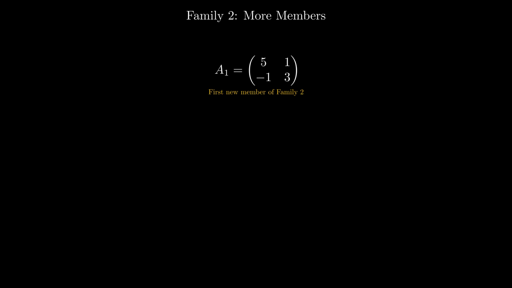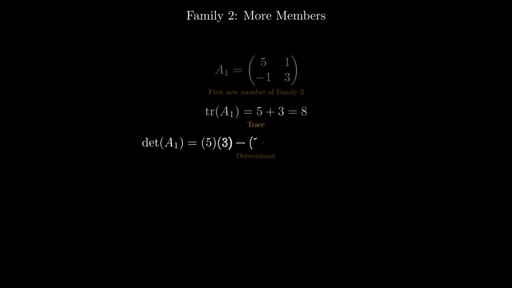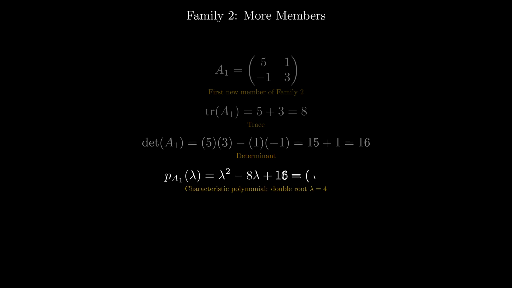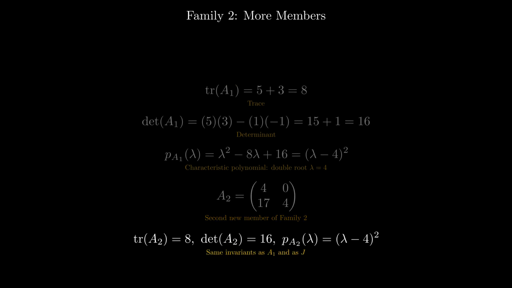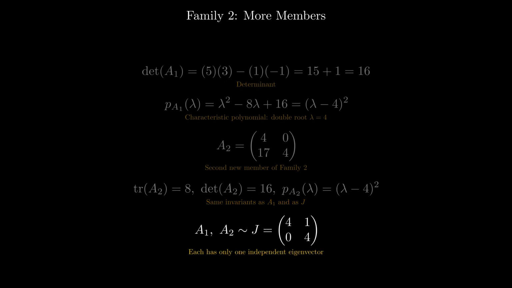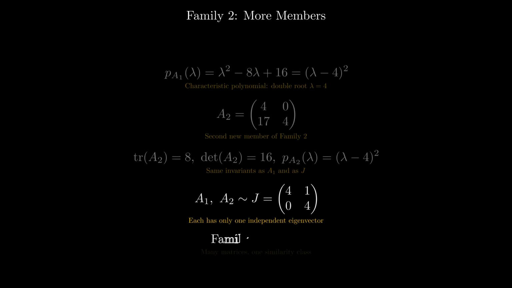Consider the matrix with rows 5, 1 and negative 1, 3. Its trace is 5 plus 3, which equals 8. Its determinant is 5 times 3 minus 1 times negative 1, that's 15 minus negative 1, equals 16. So the characteristic polynomial is (lambda minus 4) squared. The same story plays out for the matrix with rows 4, 0 and 17, 4: trace 8, determinant 16, eigenvalues 4 and 4. Both of these matrices look nothing like the Jordan block, yet both are conjugate to it. Family 2 is huge. So what's the real invariant separating these families?